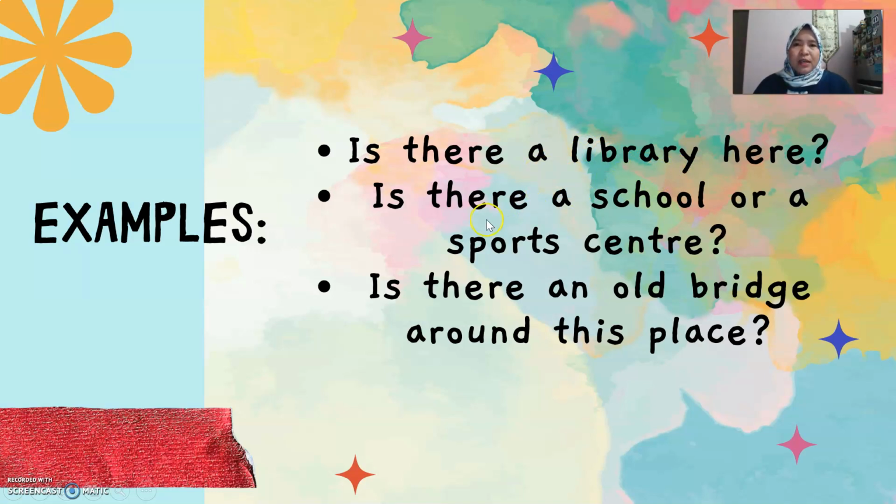Next one. Is there a school or a sports center? A school, a sports center refers to a singular noun. And is there an old bridge around this place? An old bridge. So, if we see singular nouns, then we have to use is there.